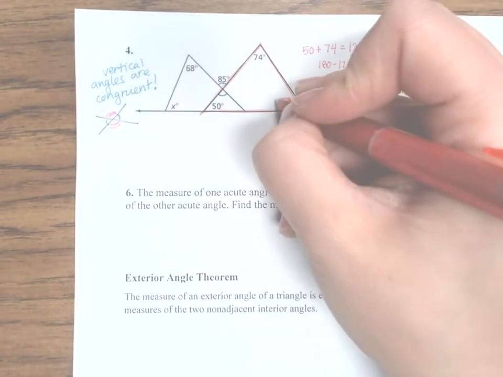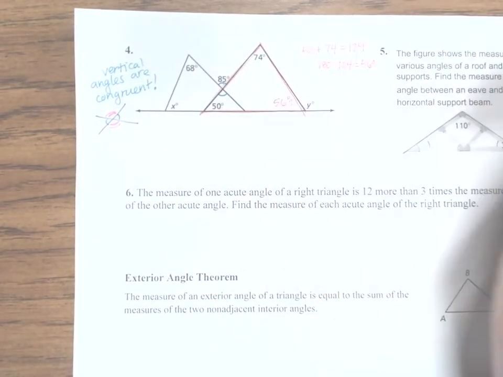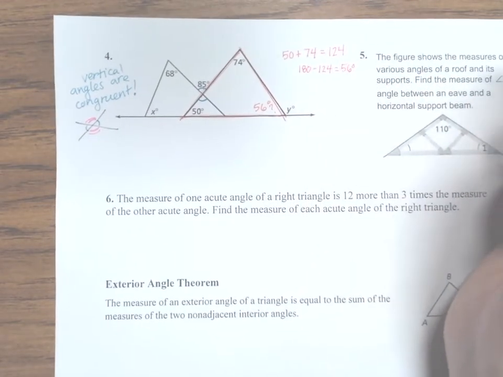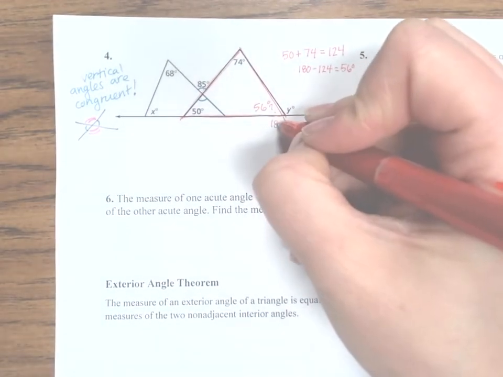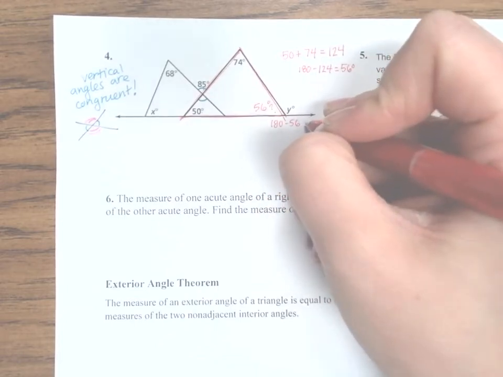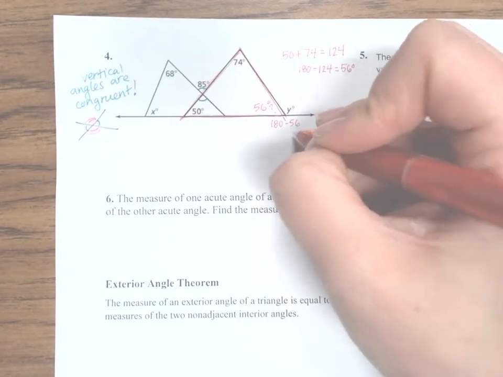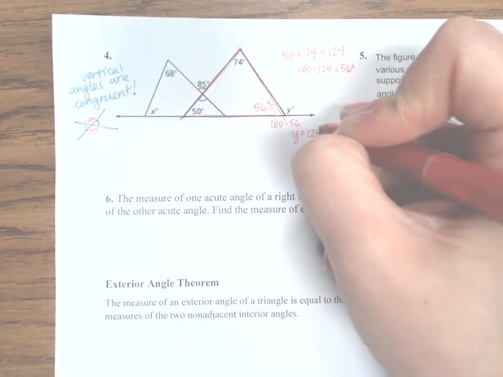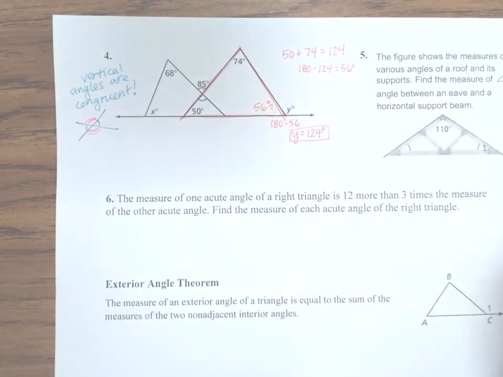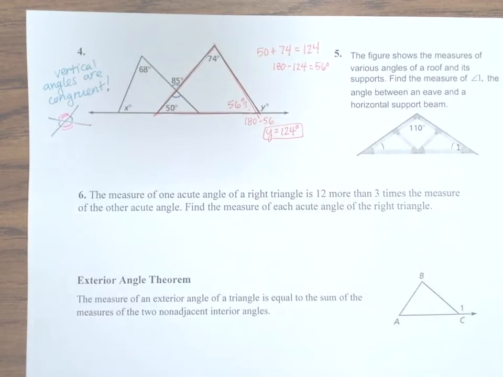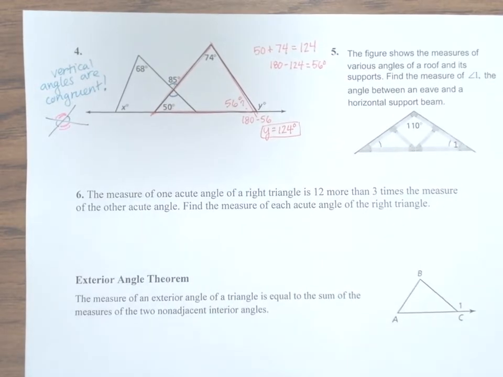So 180 minus 124 ends up giving me 56 degrees. So this angle down in here is 56 degrees, but then these two would be 180 together with Y. So I can do 180 minus 56, and that gives me that Y is equal to 124 degrees. So that's something we'll actually look at later.